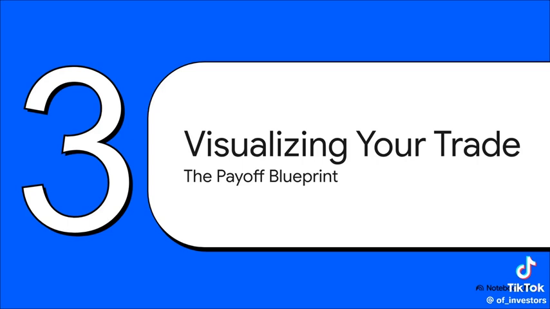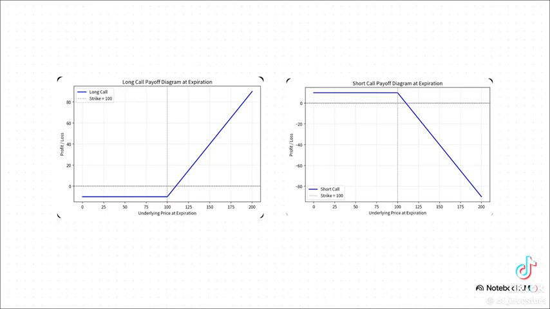All right, theory is one thing, but you've got to see it to really get it. And honestly, no professional trader would ever enter a trade without having a crystal clear picture of their best case and worst case scenarios. And for that, they use something called a payoff diagram. Think of it as the blueprint for your trade. So check this out. This shows you the two sides of a call option perfectly.